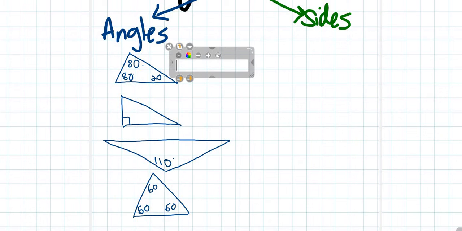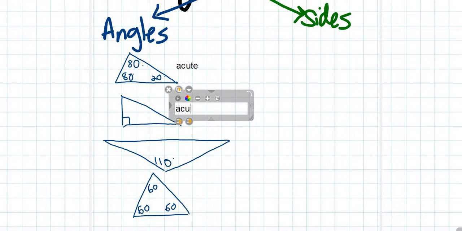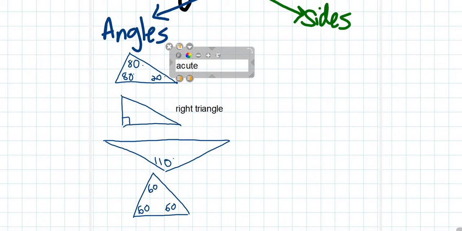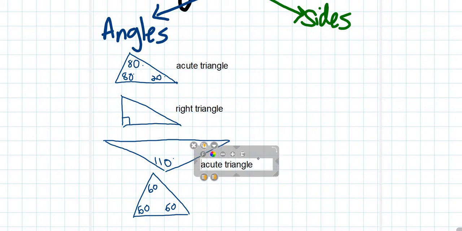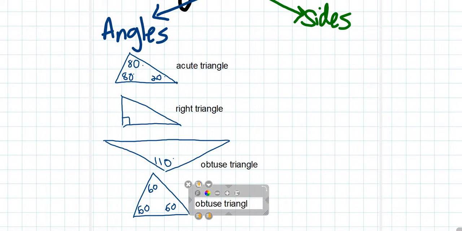Okay, this first one is called an acute triangle. The second one is called a right triangle. This is called an obtuse triangle. And this is called an equiangular triangle.